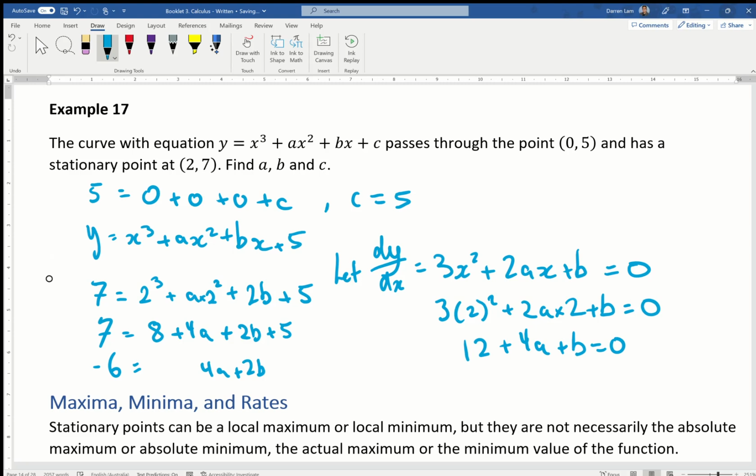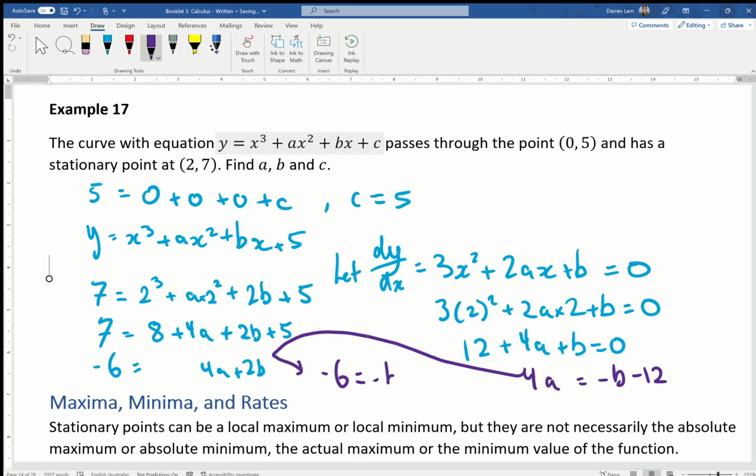Any questions? From there, it's just a simultaneous equation situation. I'm going to rearrange this one to get 4a equals negative b minus 12. The reason I'm sticking with 4a is because that's an easy substitution into the other equation. So substituting that back over here, I get negative 6, replacing 4a with negative b minus 12. So negative 6 equals negative b minus 12 plus 2b. Add 12 on both sides, gives me 6 equals b.